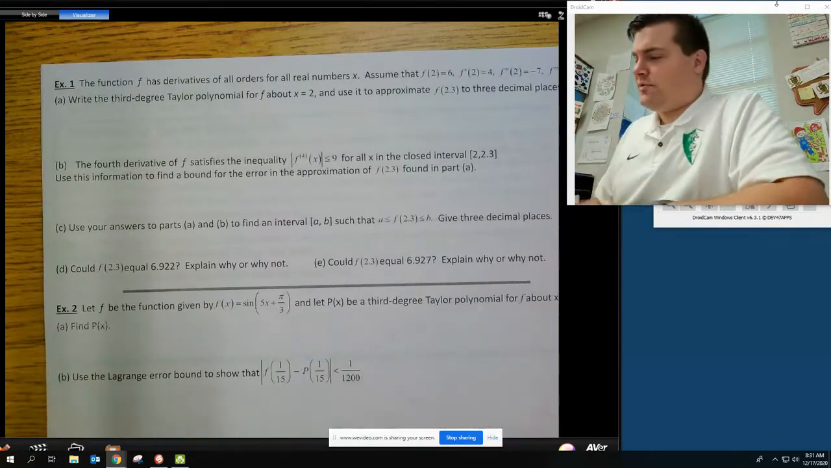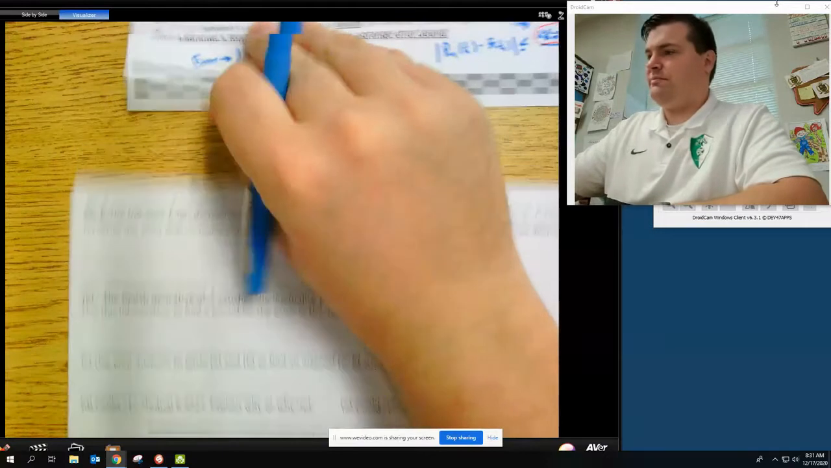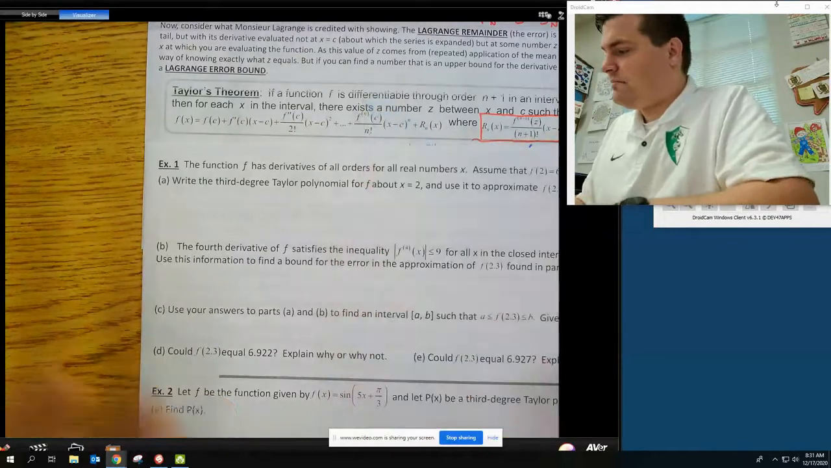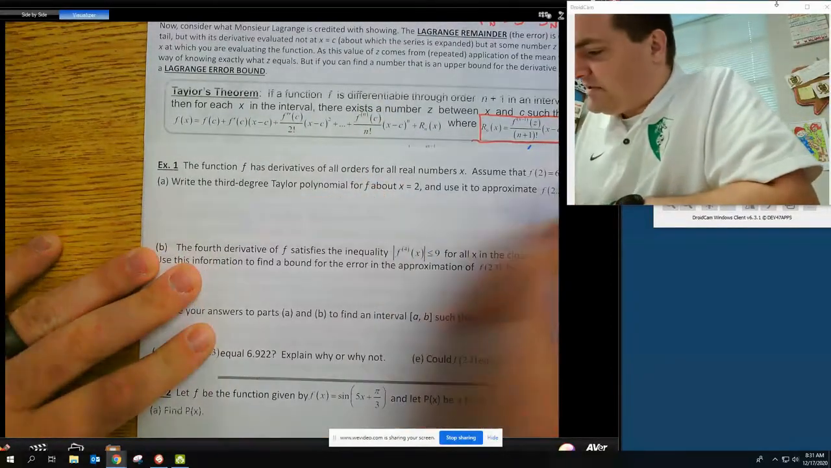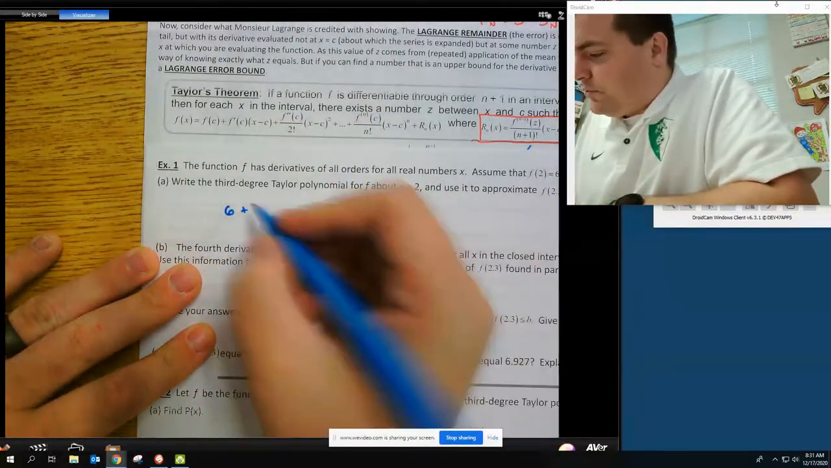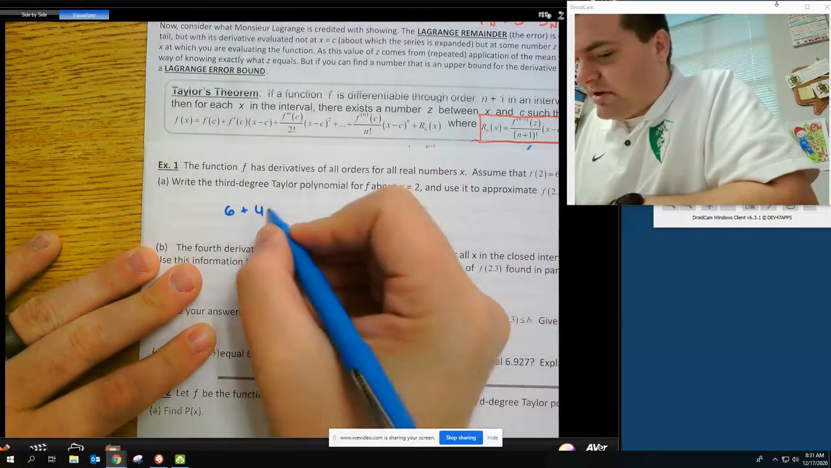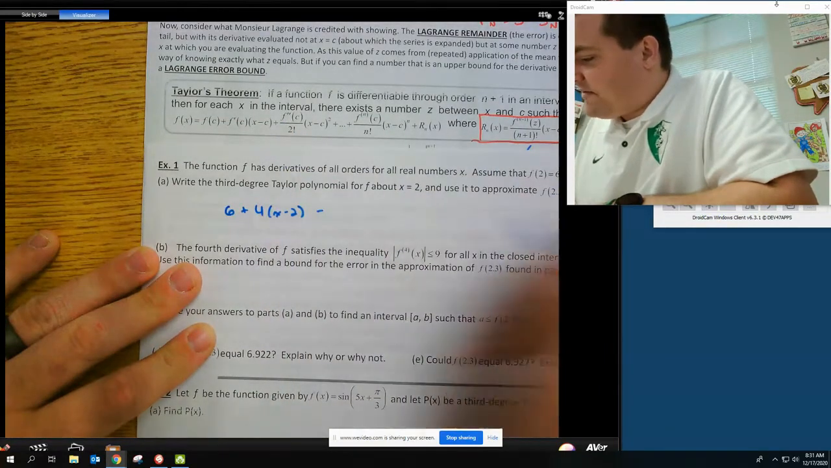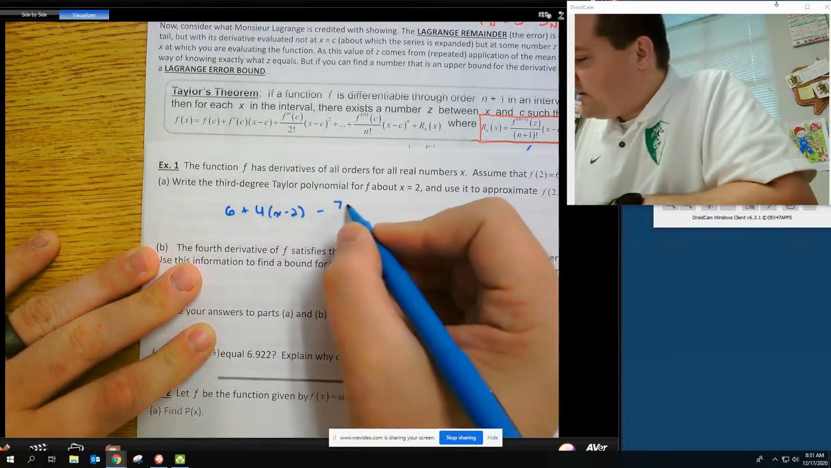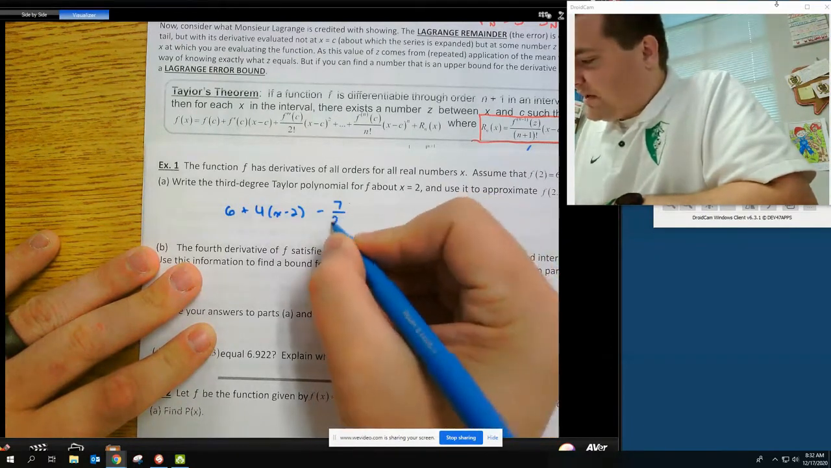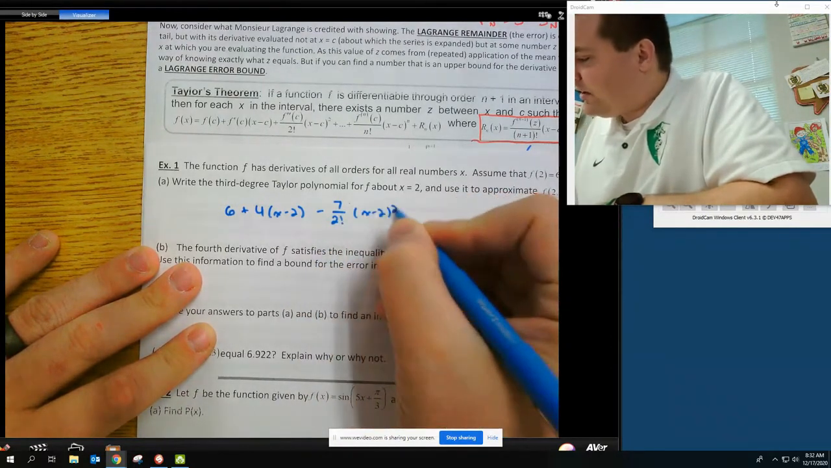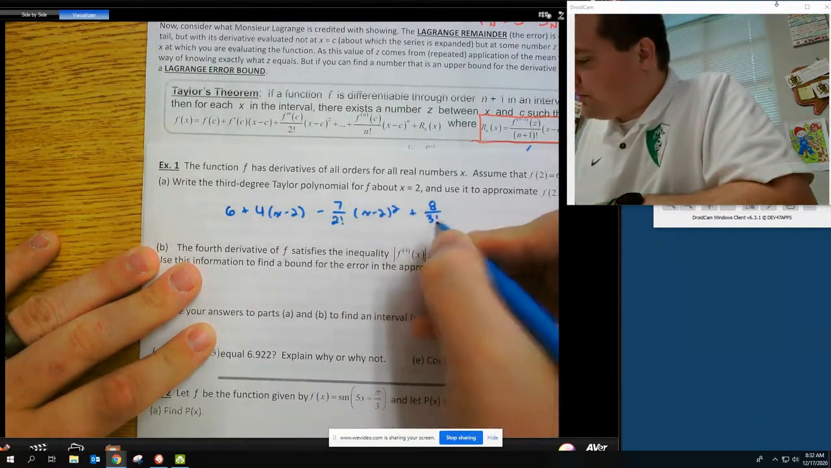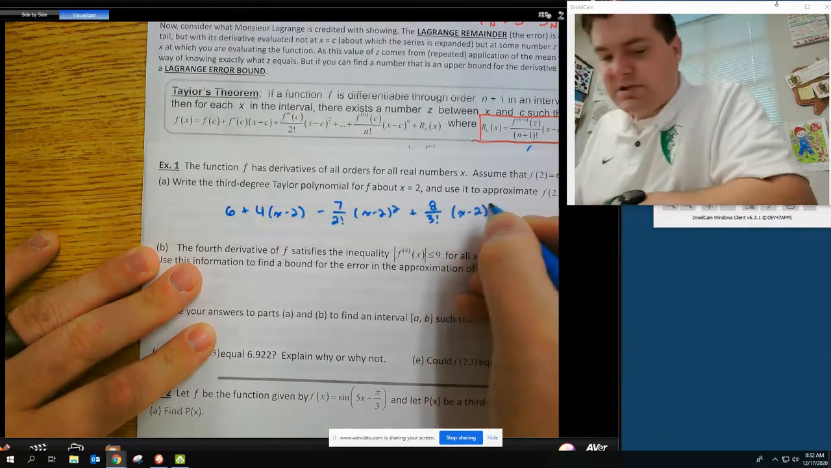Okay, so this is a problem that we've done before. So we're going to go ahead and use this little tidbit of information here. Just as a reminder, we should have this memorized though. It's going to be 6 plus 4, and we're centered at 2, so x minus 2, minus, the next derivative is 7, so it's a minus because it's 7 over 2 factorial, that's x minus 2 squared, plus or minus, is going to be a plus. The next one is 8 over 3 factorial, x minus 2 to the third.